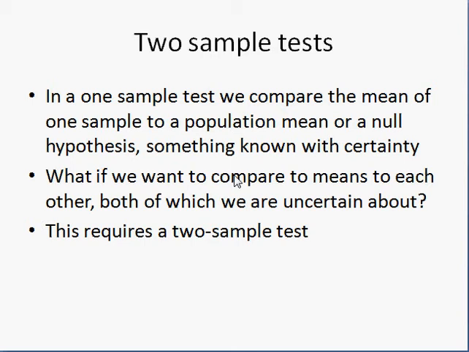In a two-sample test, we're comparing the mean of one sample against the sample mean of another. So we're comparing means to each other rather than to a population parameter. There's an important difference here because both those means are uncertain, and so it requires a different test, a two-sample test.